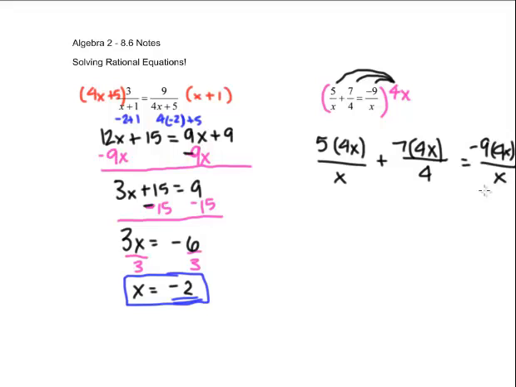over x. What happens is things can cancel out since you are multiplying everything. Stuff that's on the top and on the bottom at the same time goes away. So this x goes away with this x, this 4 goes away with this 4, and this x goes away with this x. What we're left with then is 5 times 4 plus 7x equals negative 36. This is definitely a problem that now is a lot easier to solve. So go ahead and finish it out.